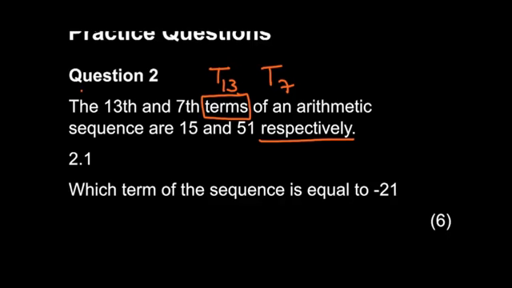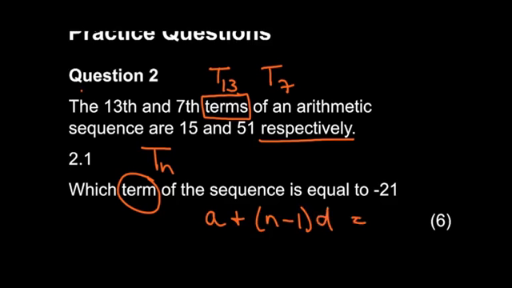Which term of the sequence is now equal to negative 21? Again, I'm talking about a term. Which term? I've got to translate it into a formula. That's Tn. So I want to know when a plus n minus 1 d is equal to negative 21. But I don't know the first term. It's missing. I only know the 7th and the 13th, and I don't know what the difference is either. So in order to solve for one variable, I need to make sure I have found the other two. So I need to do a little bit of calculation.